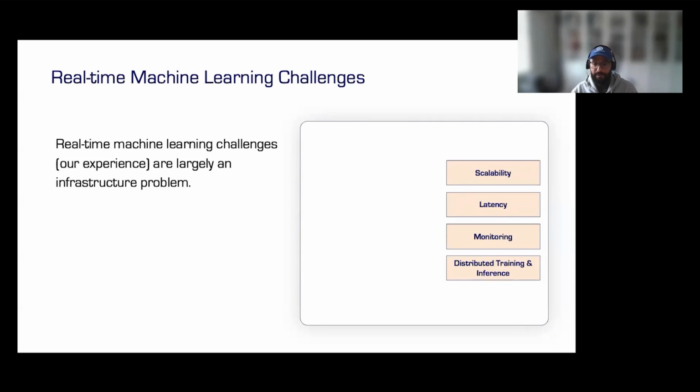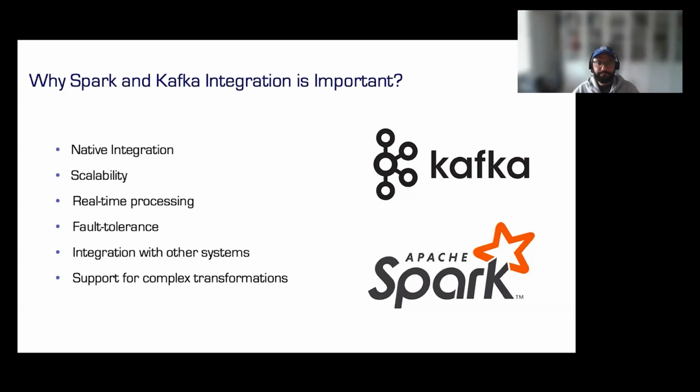I don't think we can elaborate on all of them, but I'll try to just scratch the surface on a few of these subjects in the rest of the presentation. So how do you optimally use the Kafka and Spark combination for real-time machine learning?